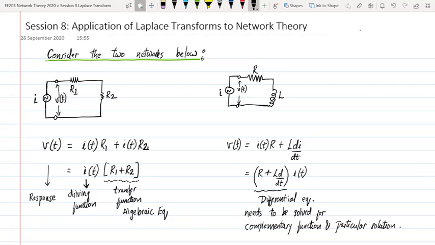Okay. So in the simplest case, let's consider the two networks below. The first network is basically a simple resistor network. It has two elements, R1 and R2, and you're applying some AC current source. Therefore, it is a current varying as a function of time. I should call it I of t. But when you write a small i, it usually indicates AC. And this AC current source is a forcing function.